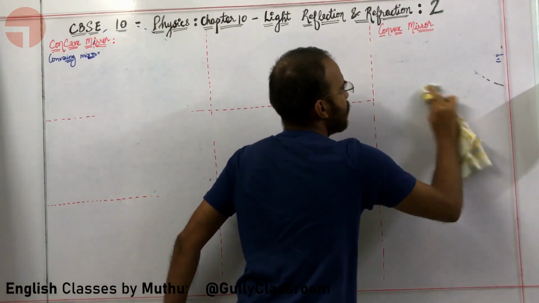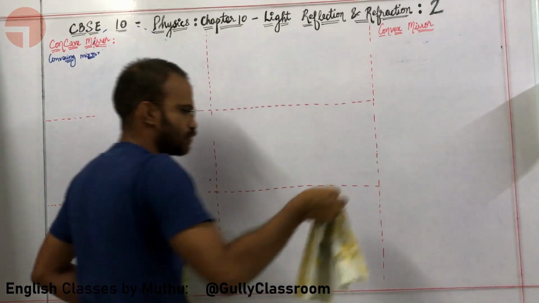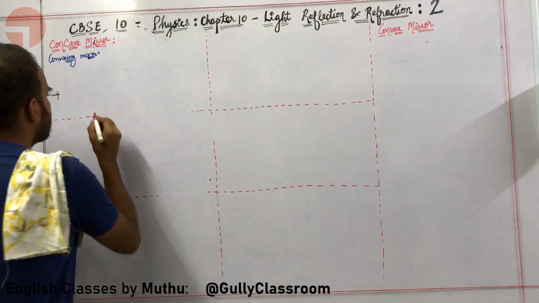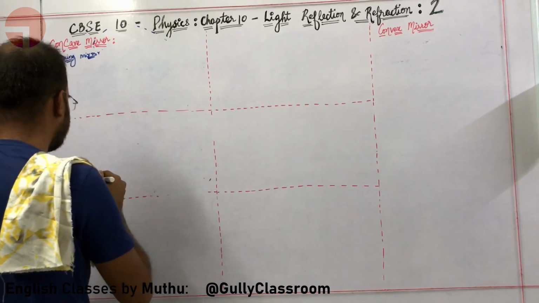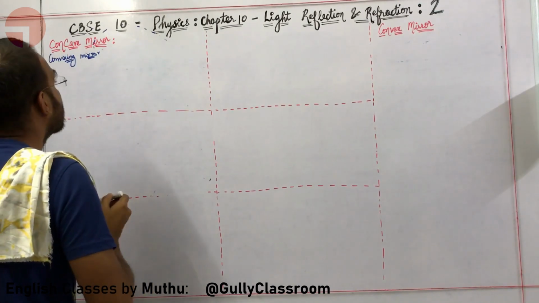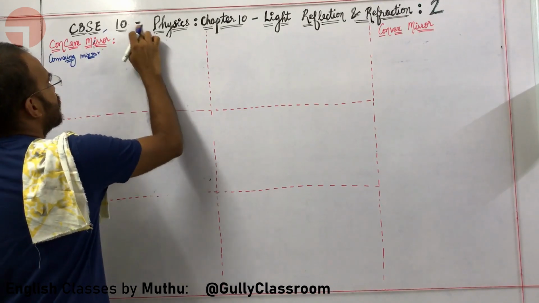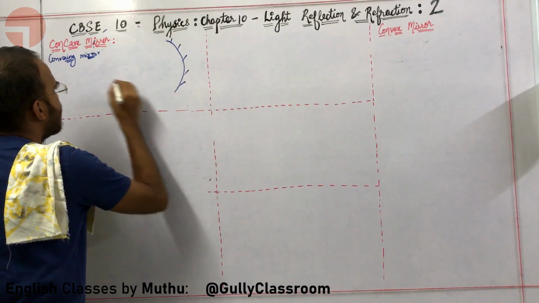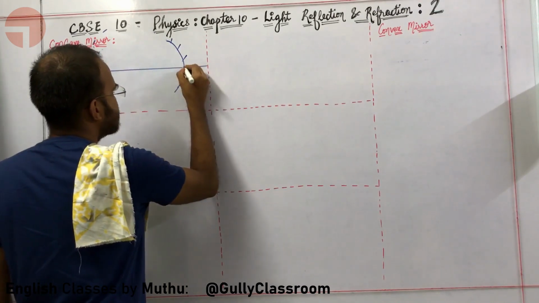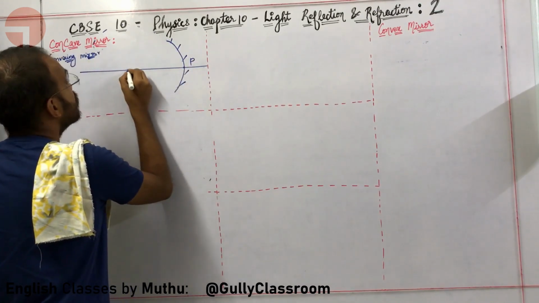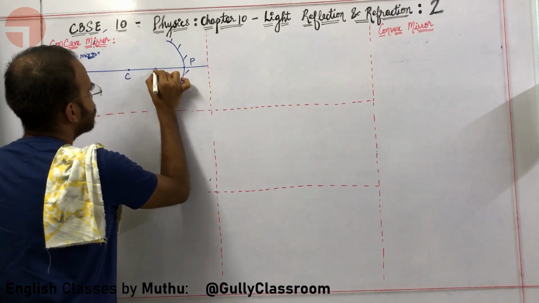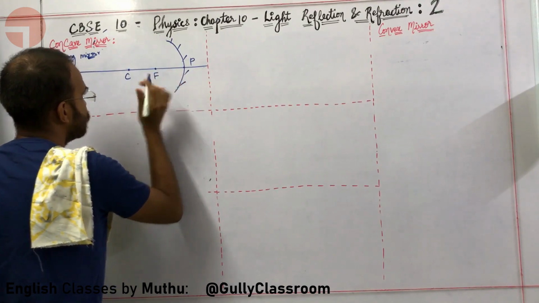Okay, sir. What is the first rule? Let us take a concave or a converging mirror. I am going to put a concave mirror like this. I am going to have my principal axis. This is going to be my pole. This is going to be my center of curvature. In between the center of curvature and the pole, I have my principal focus.